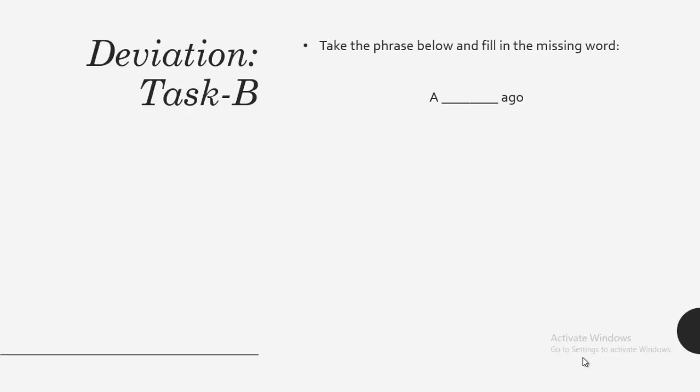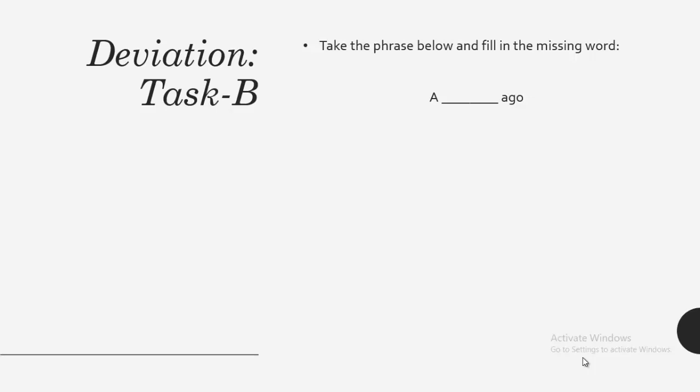Now we have another task for you. There is a phrase in front of you. There are two words and a blank, and you have to fill in the missing word: a dash ago. So normally what would you put in here? You would say a minute ago, a month ago, a week ago, a year ago, etc. So you would put something which is related to time.